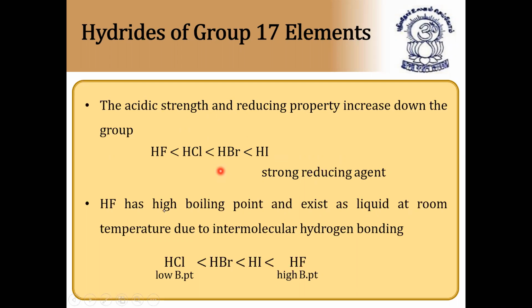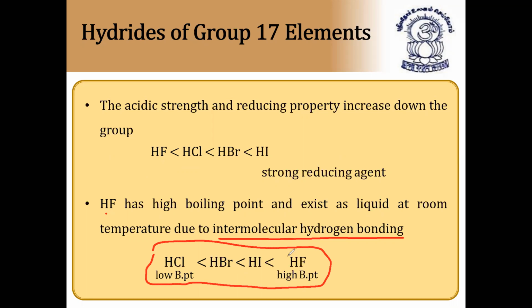So, HF has high boiling point and exists as liquid at room temperature due to intermolecular hydrogen bonding. In hydrogen fluoride, we have what? Intermolecular hydrogen bonding. Apart from HF, we do not have intermolecular hydrogen bonding in any of these cases. Only HF has intermolecular hydrogen bonding. Due to which, HF has the highest boiling point and exists as liquid at room temperature. So the boiling point order is HCl, low boiling point, less than HBr, less than HI, less than HF.